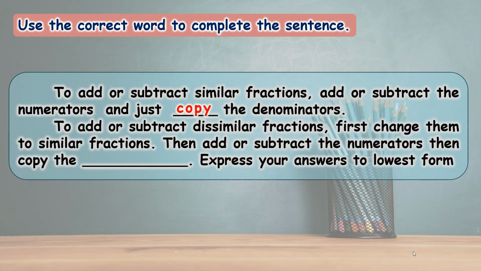To add or subtract dissimilar fractions, first change them to similar fractions. Then add or subtract the numerators, then copy the blank. Express your answers to lowest form. What's the missing word? Yes. Denominator. I think you did great.